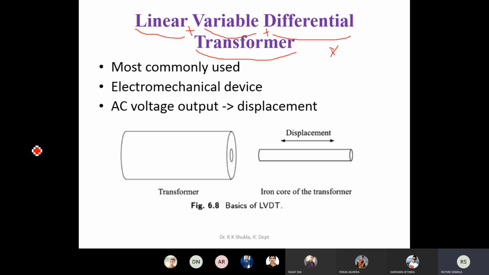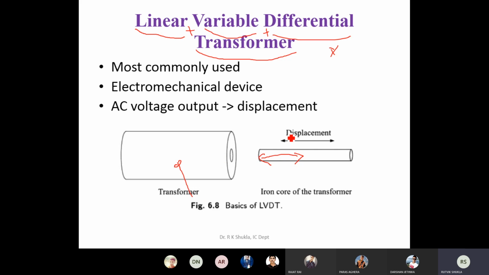Transformer is due to the way in which the primary and secondaries are connected, just like the transformer where they are indirectly in contact on two sides, that is primary and secondary. So the same thing here, this is a transformer which has a primary and secondary winding, and this is the core which displaces. So this is your movable core which moves in this particular direction.